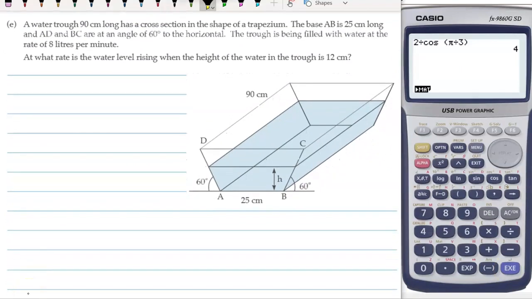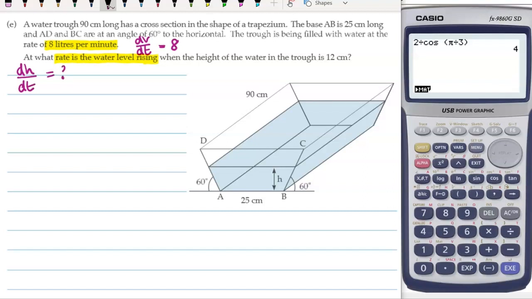We've got a tricky rates of change question for this one in part E. So let's start by writing down some information about the rates. So the trough is being filled with water at a rate of 8 litres per minute. So let's write that down as dV by dt is equal to 8. It's increasing by 8 litres per minute. The rate that we want to find out is the rate of the water level rising, which we can see on our diagram has been labelled as h. So we want to find dH by dt.